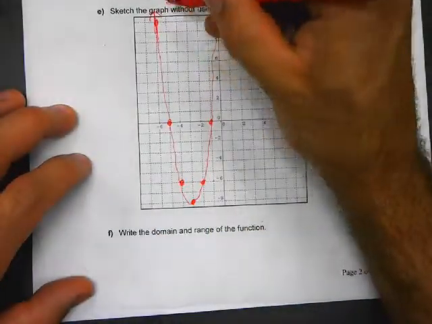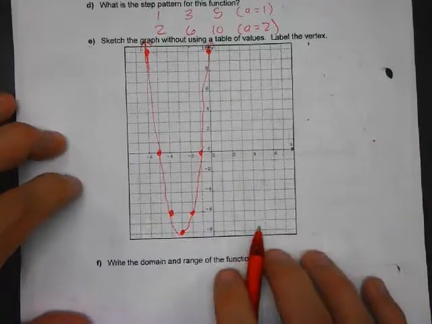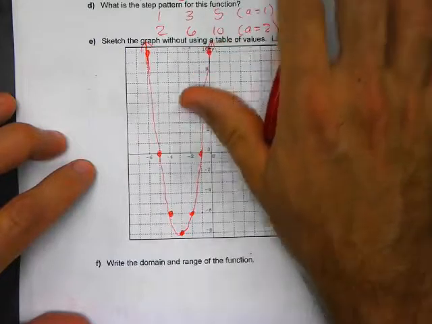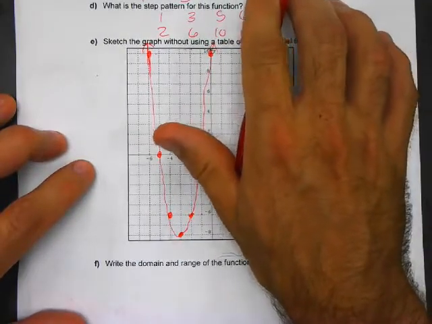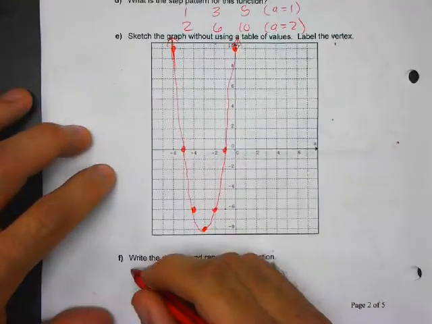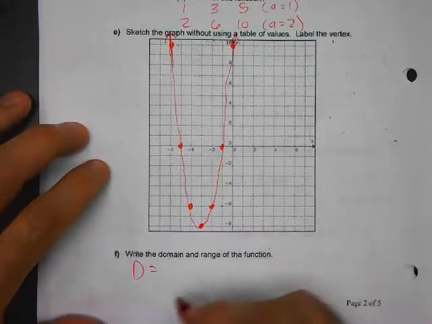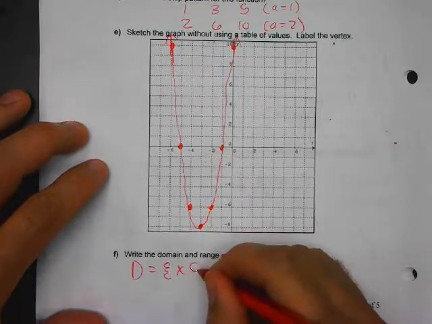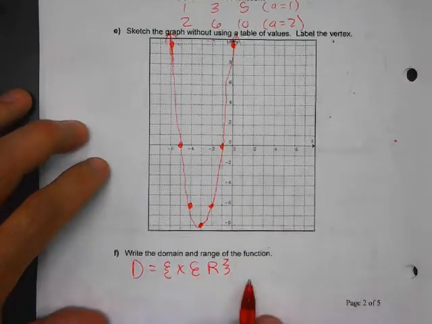I like to put the arrows on the end if you can fit them. That's going to signal to you that, hey, this is slowly going to the right. Just because it's going slowly to the right doesn't mean it stops. It's going to the right forever, and it's going to the left forever. So now when we do our domain, which talks about the x values, they can be any number. So our way of saying that is x is an element of the real numbers. And that's it for your domain.